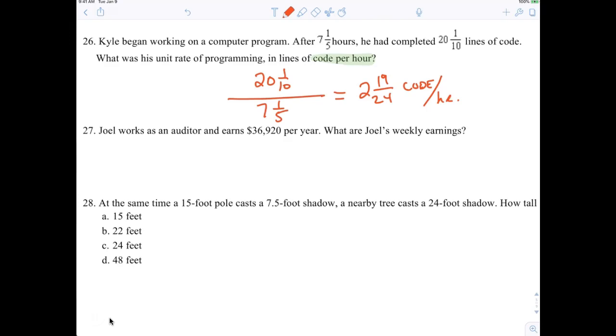I think I'm going to, because I think I asked you a couple conversion problems. Don't be lazy, man. You're not lazy. Just write codes per hour. All right. Here we go.